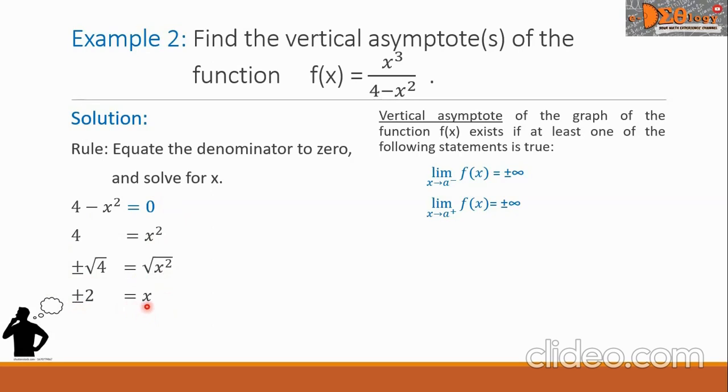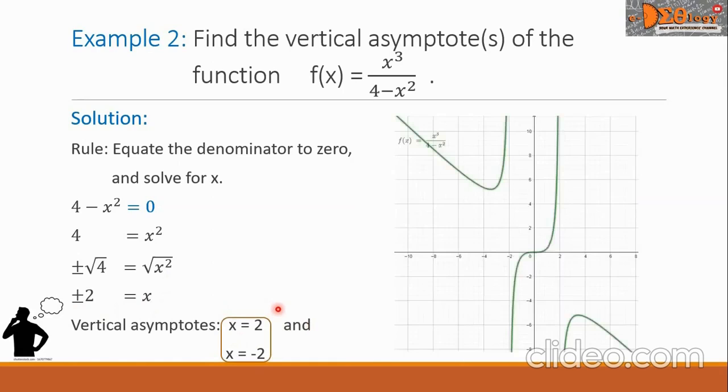So the values of x are positive 2 and negative 2. Therefore, for the vertical asymptotes, we write here x equals 2 and x equals negative 2. These are the answers.